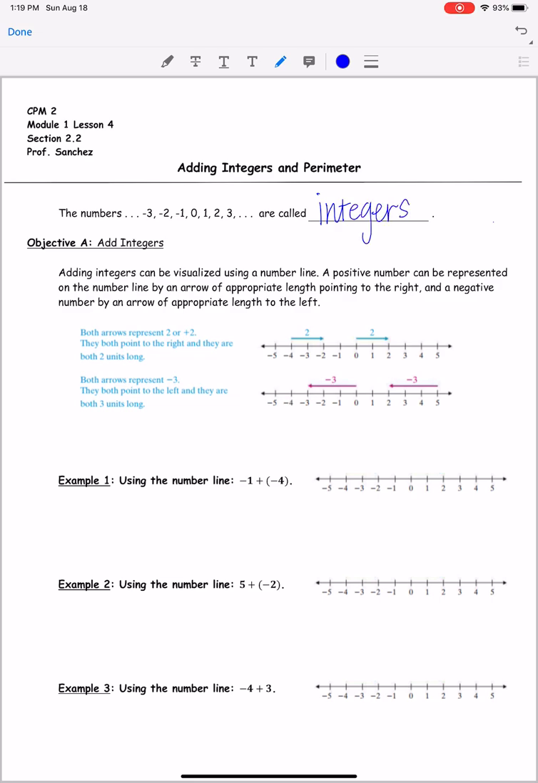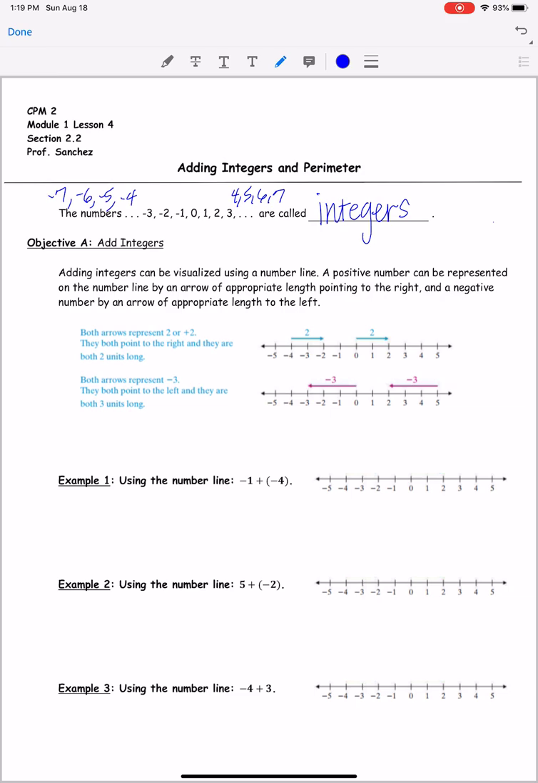It says that the numbers -3, -2, -1, 0, 1, 2, 3 are called integers. Notice that you have these little dots on both of the sides. That means it doesn't just mean these 7 numbers. It keeps going along all of these negative numbers here, as well as all of these positive numbers over here. Basically, any whole number, whether it's positive or negative, is an integer. Any fractions, any decimals, those are not integers.